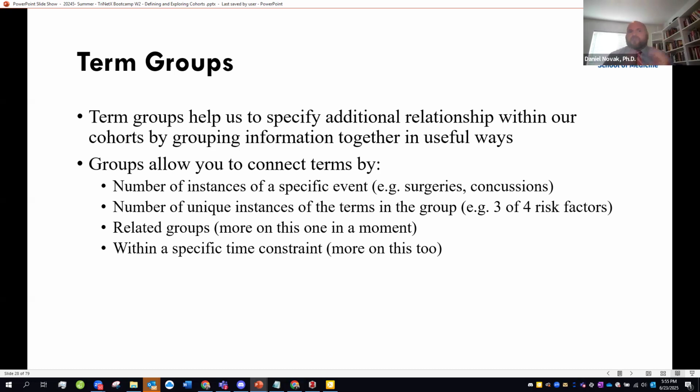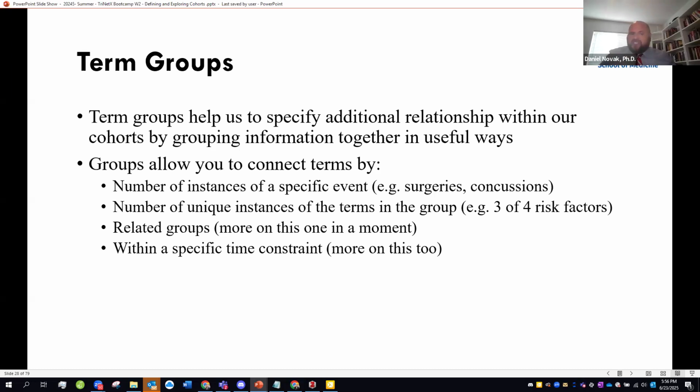You can group your terms, and I'll show you how to do all this in just a second, by the number of unique instances of that. So, for example, you might have a list of risk factors that people have, and you want to make sure that when the study starts, people have 5 of 10 risk factors. For example, a particular kind of pain, depression, anxiety, and suicidality. If those are 3 of your 4 factors right there, it'll find those folks who have those factors already in their record during the time frame you specify.